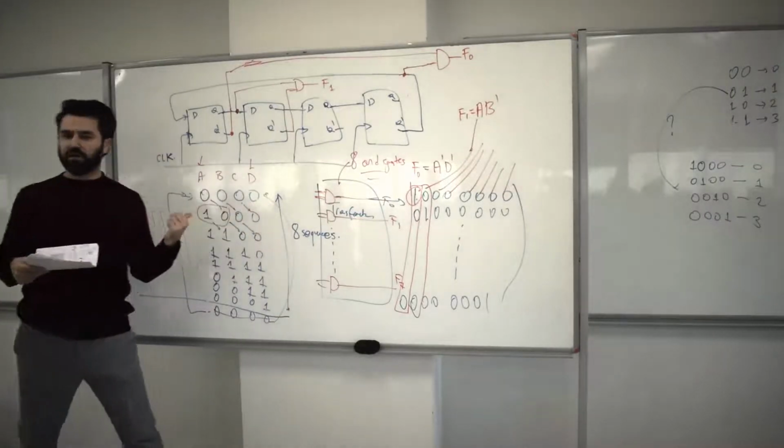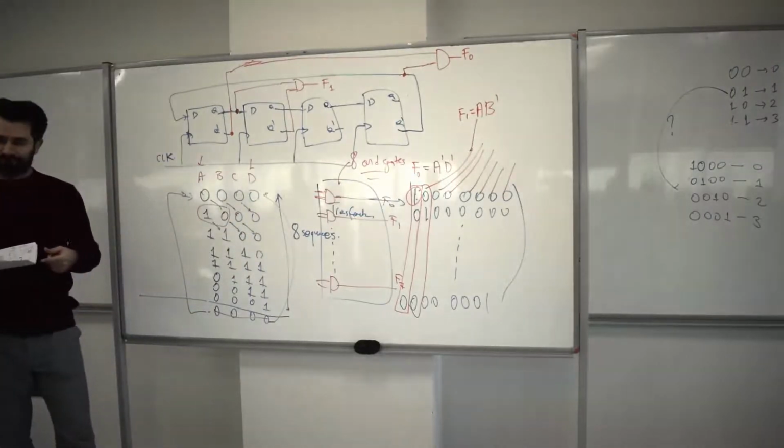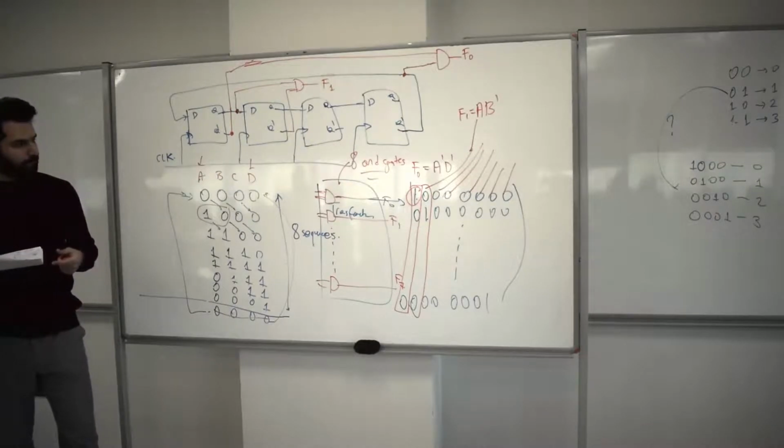Question about the Johnson counter? You got a question? So I'm assuming 8 AND gates is cheaper than adding another 4 D flip-flops. Of course, yes. That's the assumption. Right.